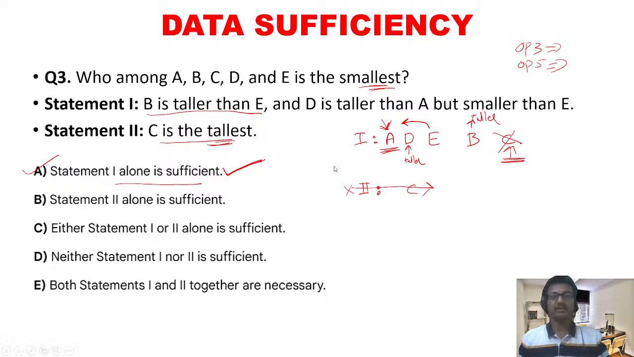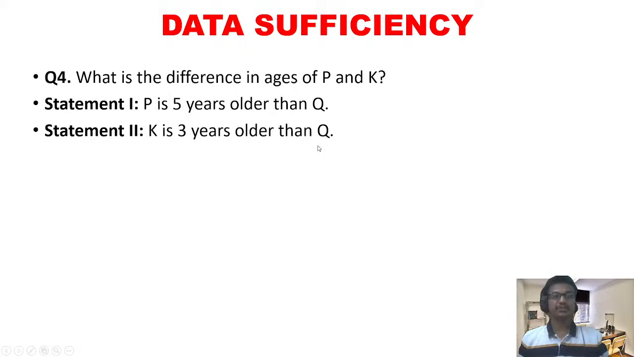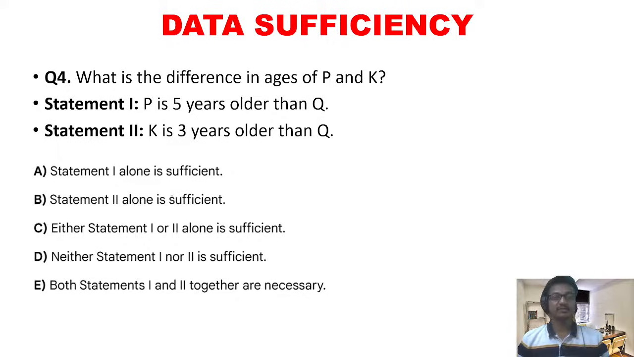Let us look at one more question. What is the difference in ages of P and K? Statement 1 is given: P is 5 years older than Q. Statement 2 says that K is 3 years older than Q. Now, the options are the same. We need to identify the correct one.